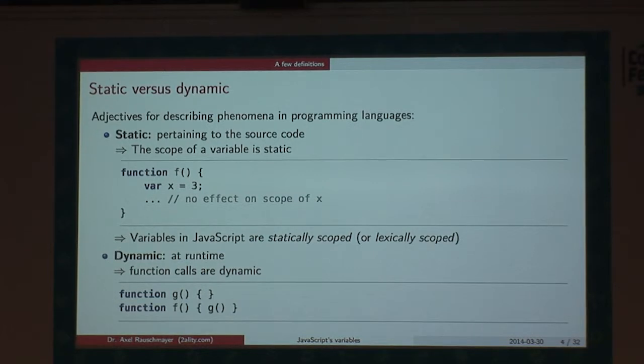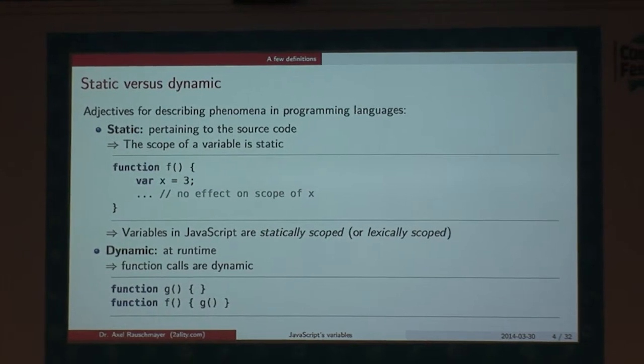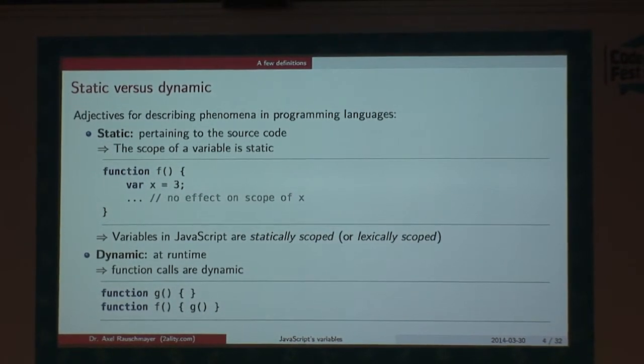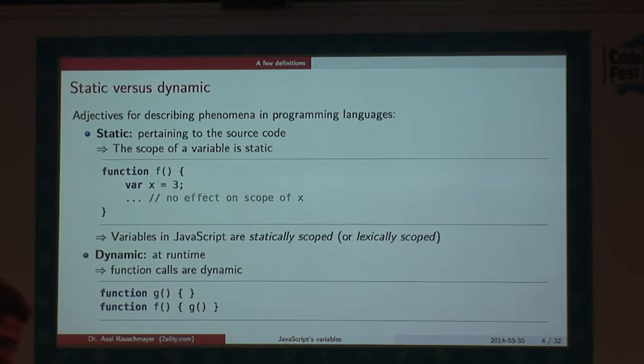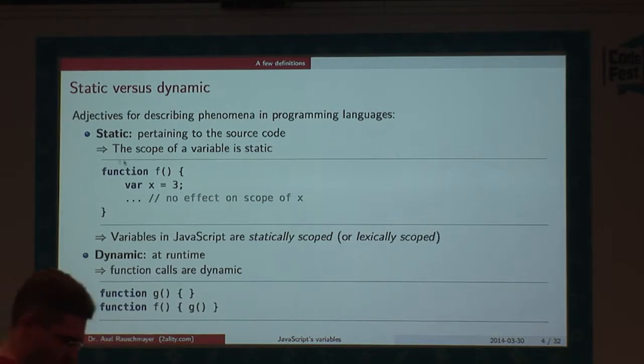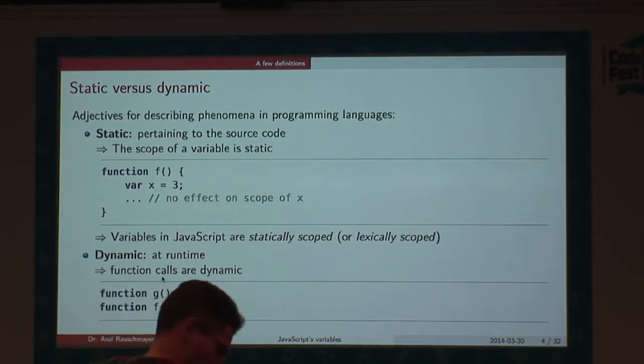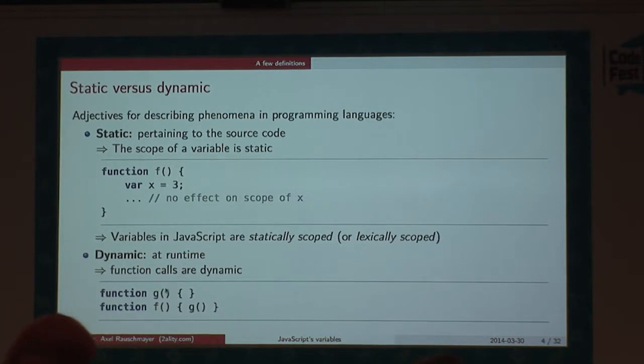And the opposite of static is dynamic. And that means at runtime. So if a feature is dynamic, you have to run the program in order to find out what's going on. And roughly, function calls are a dynamic feature. You have to run the program, and here, f calling g, that is something dynamic.